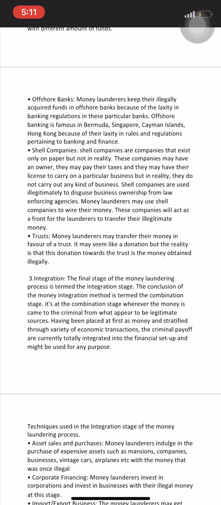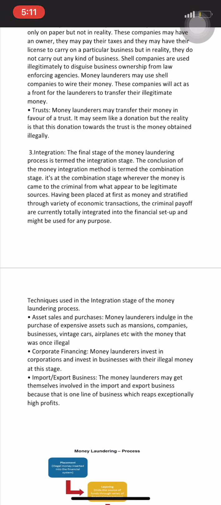It's a stage where the money comes back to the criminal from what appears to be a legitimate source, having been placed at first as money and layered through a variety of economic transactions. The criminal payoff is now totally integrated into the financial setup and might be used for any purpose. Techniques used in the integration stage of the money laundering process are asset sales and purchases. Money launderers indulge in the purchase of expensive assets such as mansions, companies, businesses, vintage cars, airplanes, etc. with the money that was once illegal.